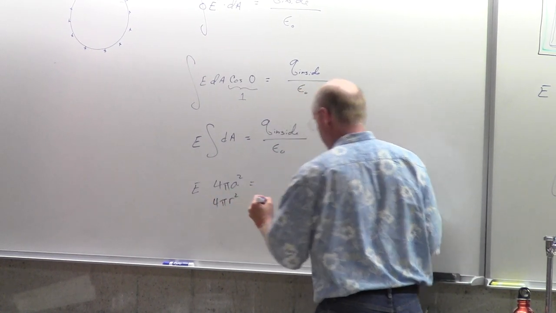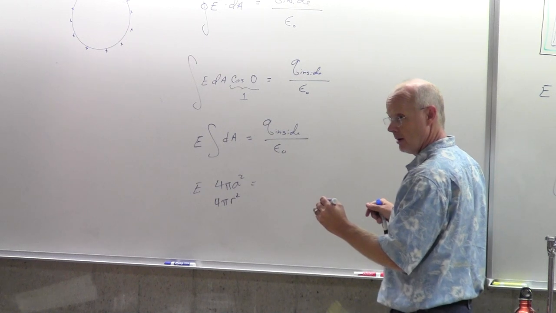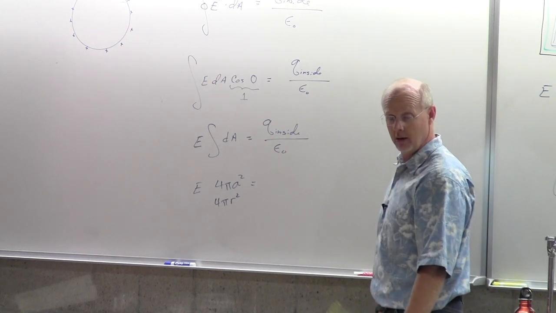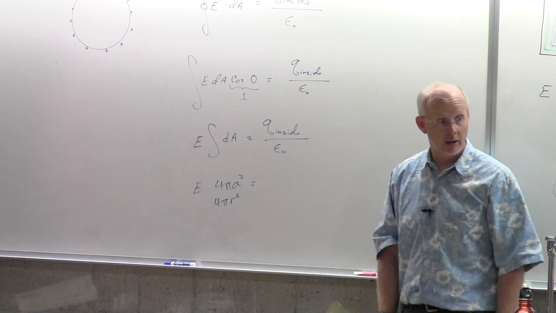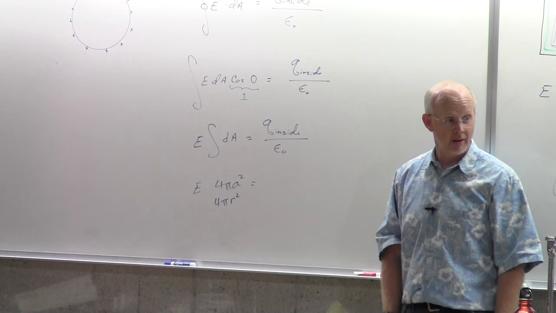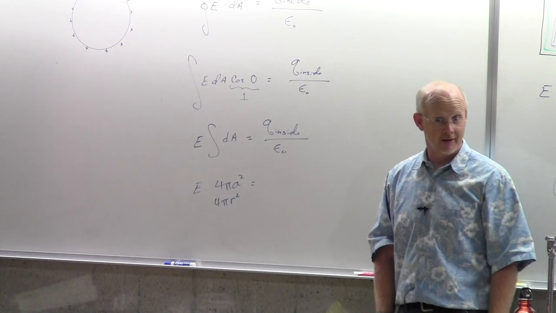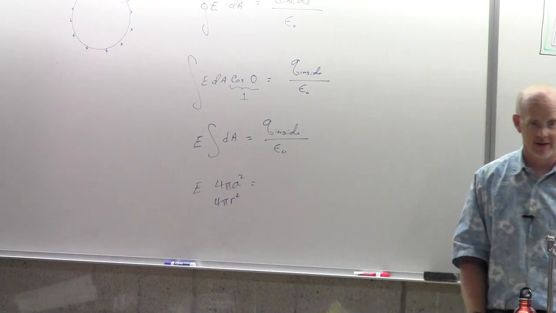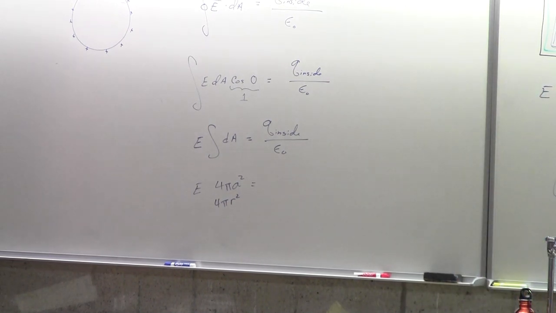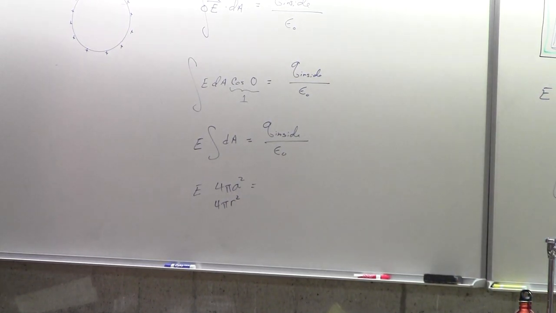Okay. 4 pi r squared. Area of what? The Earth? That's not the Earth, I can rule that one out. Yeah, it's a Gaussian surface, isn't it?